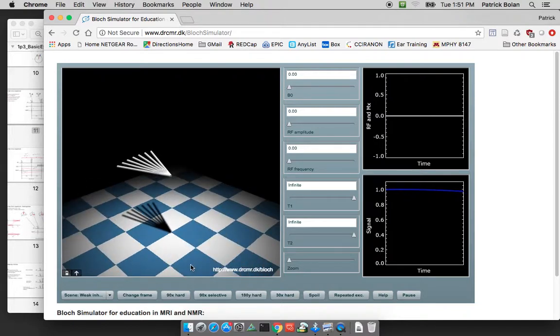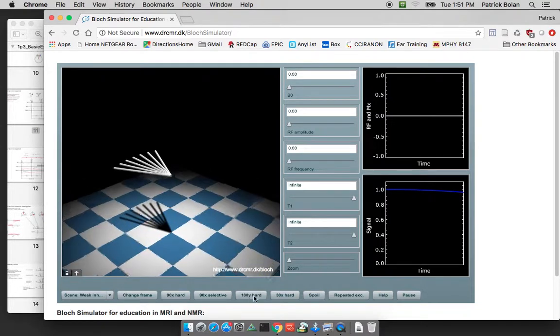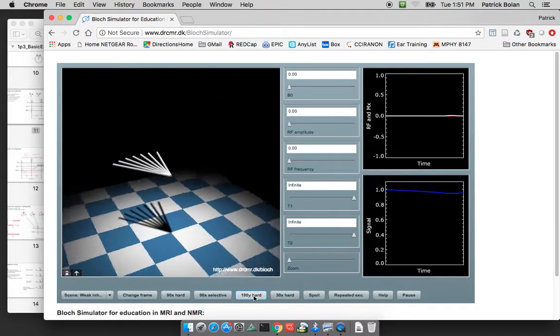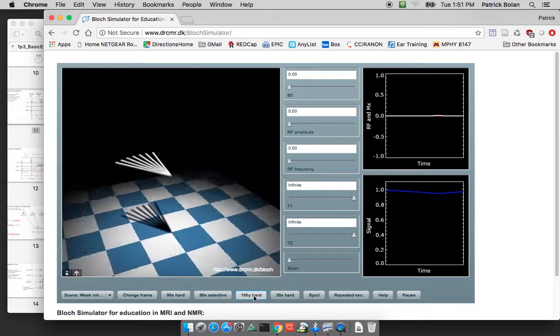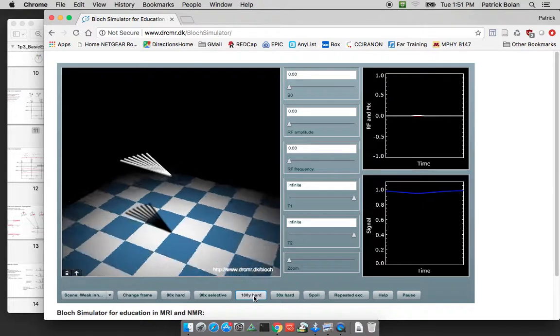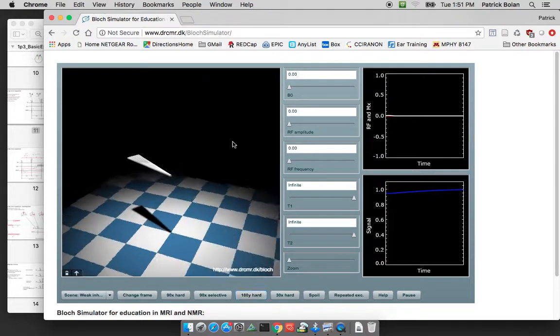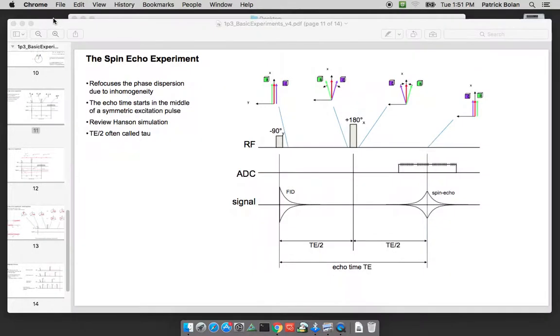Things are spread out, the net vector is a little reduced, and you do a 180. I could do it again, in fact. They'll keep coming back together over and over when I do these 180s, because I'm flipping around the phase states of the different isochromats. I'm going to turn that whole thing off, and you can play with that a little on your own.